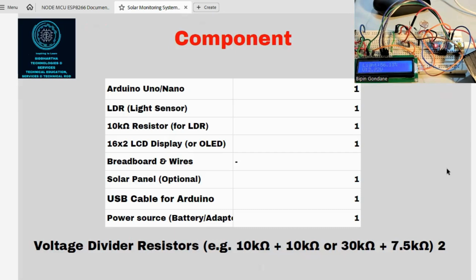I have used a 16x2 LCD display without I2C, so I have used approximately 8 pins of the display. Then a breadboard and jumper wires, and of course a small solar panel or any other bigger or smaller panel, up to 12 volts. Then you need a USB cable for data and a power bank, because this whole circuit works with power. Right now I've given the power from my computer, but we can also power this Arduino through a battery or adapter.